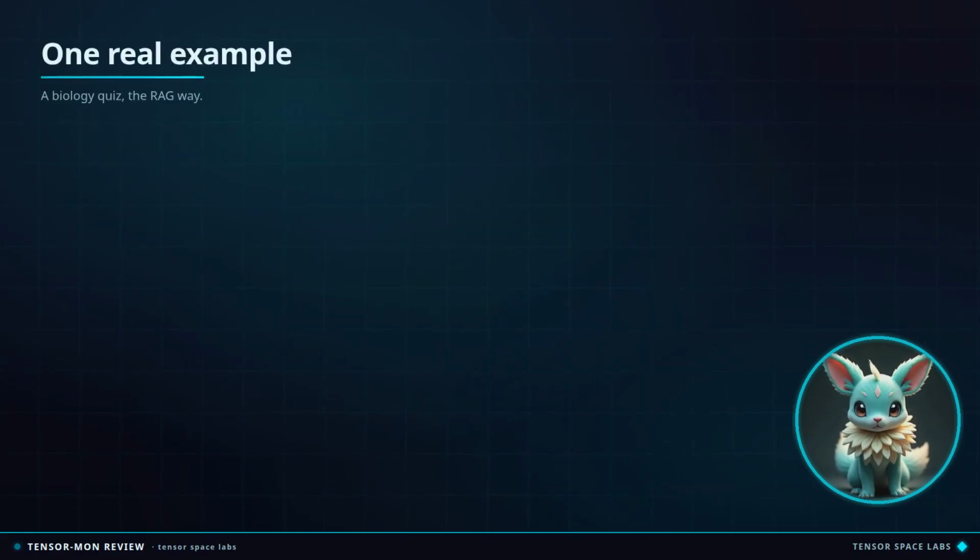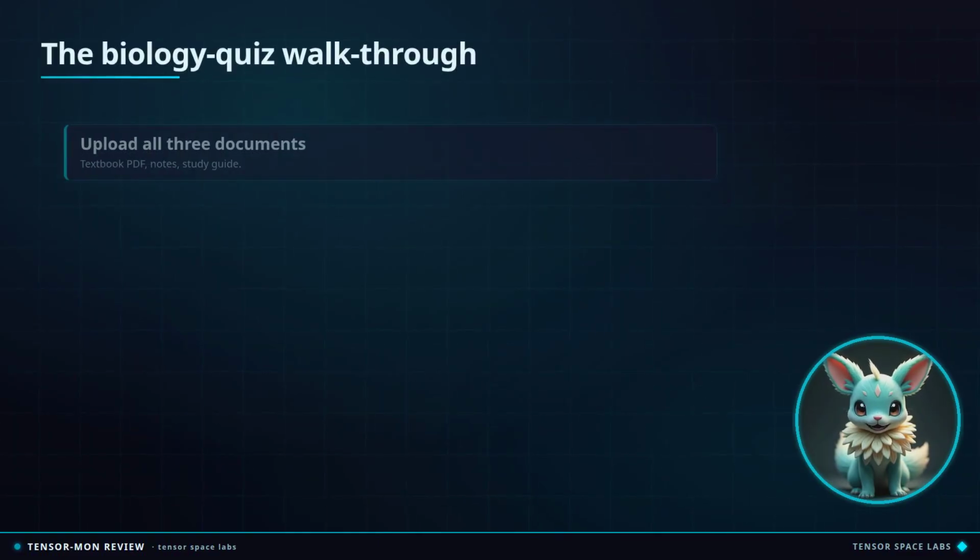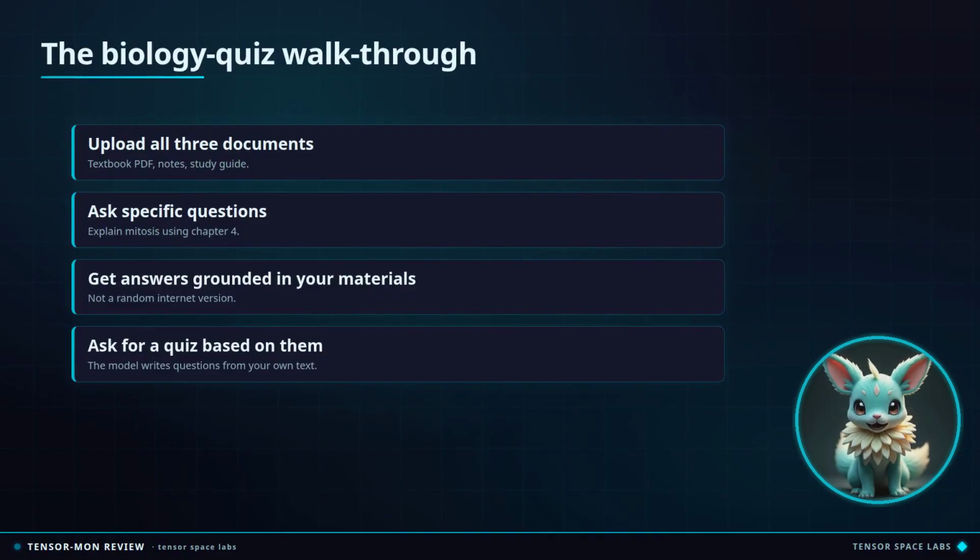One concrete example. Say you are studying for a biology test next week. You have the textbook, your class notes, and a study guide. Here is how RAG helps. Upload the textbook PDF, your notes, and the study guide into Notebook LM or Claude Projects. Ask specific questions like, explain mitosis using Chapter 4. Get answers grounded in your actual class materials. Then ask it to write you a quiz from those same documents. That is RAG being useful on a Tuesday night.